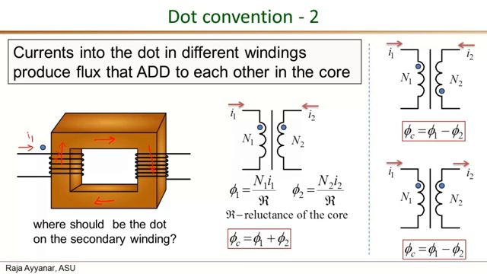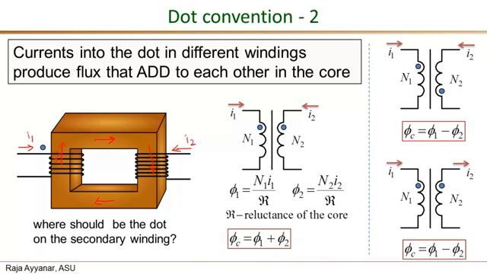Okay. Now let's see what is the flux direction due to a current in the secondary winding. So let's arbitrarily try a current entering the winding at the top. Okay. So what will be the flux direction due to this current I2?